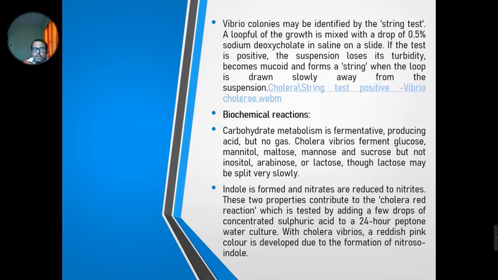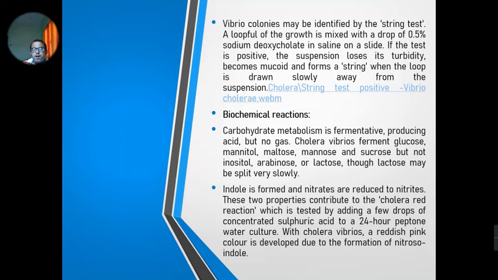Now in the IMViC tests, this bacteria produces indole: indole, methyl red, Voges-Proskauer and citrate. Here this bacteria is indole positive, and it is able to reduce nitrate to nitrite. These two characteristics, production of indole and reduction of nitrate to nitrite, are used for the cholera red reaction test. It is also a simple test used for the identification of this Vibrio cholerae bacteria.